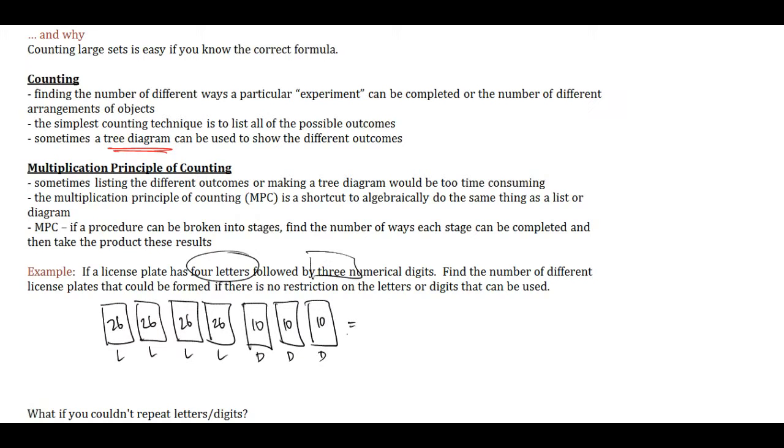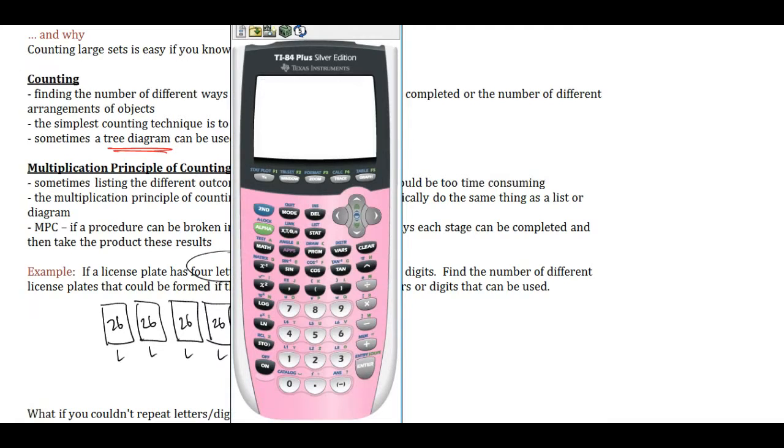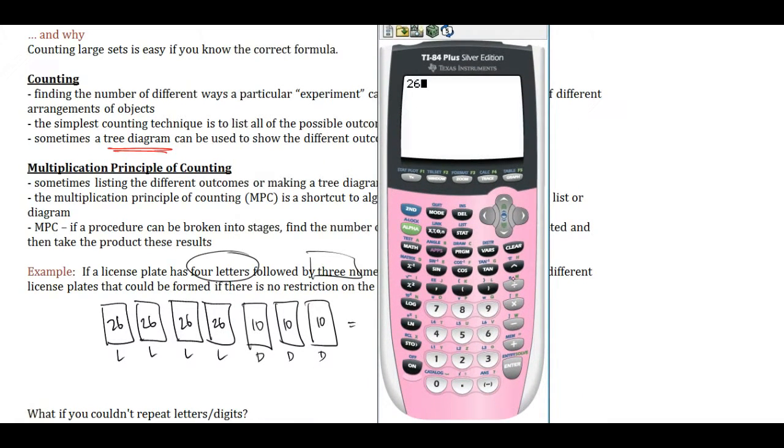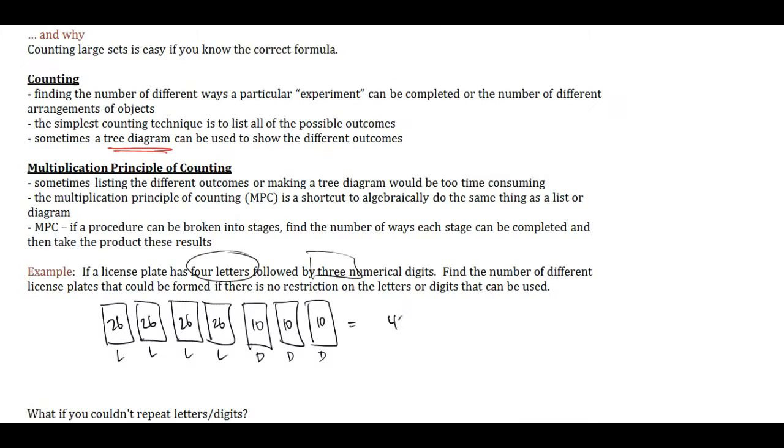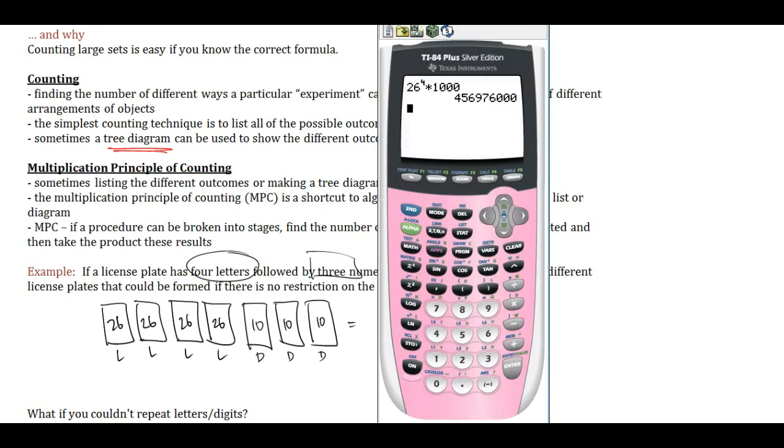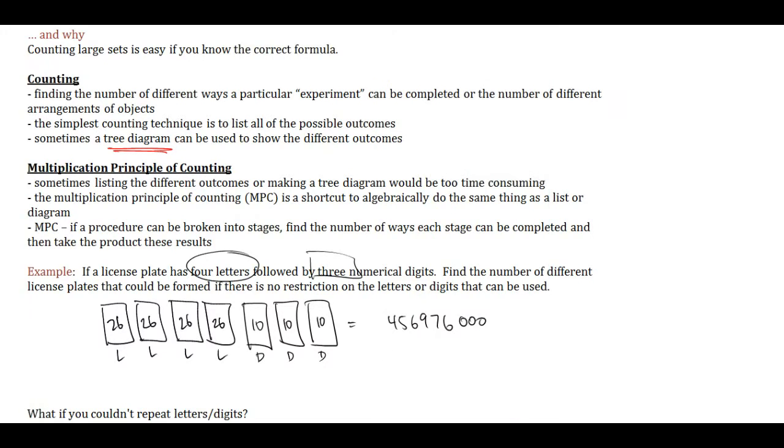So holy macaroni grill, when you go to do this, you've got 26 to the 4th times 1,000. Easier. And so look at how many license plates: 456,976,000. Beautiful. There it is. That's how many license plates.